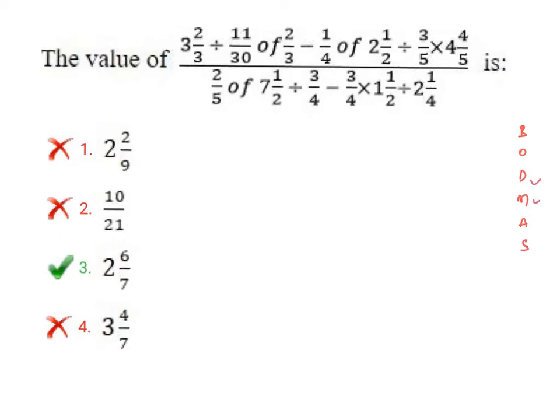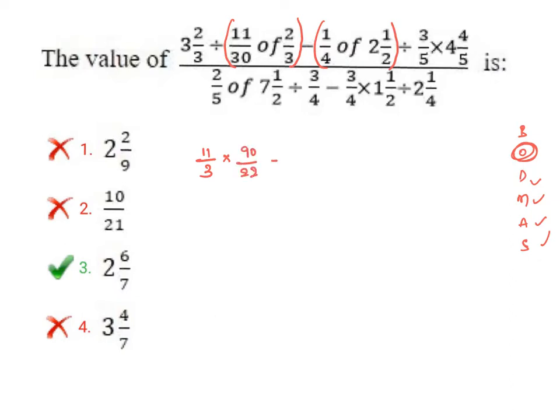So you know the order of operations: division, multiplication, addition and subtraction. First solve the numerator. Do the terms which are inside the bracket. So 2 by 3 is 11 by 3, divided by... I am taking it as into, but I have to reciprocate this. 22 by 90 becomes 90 by 22.